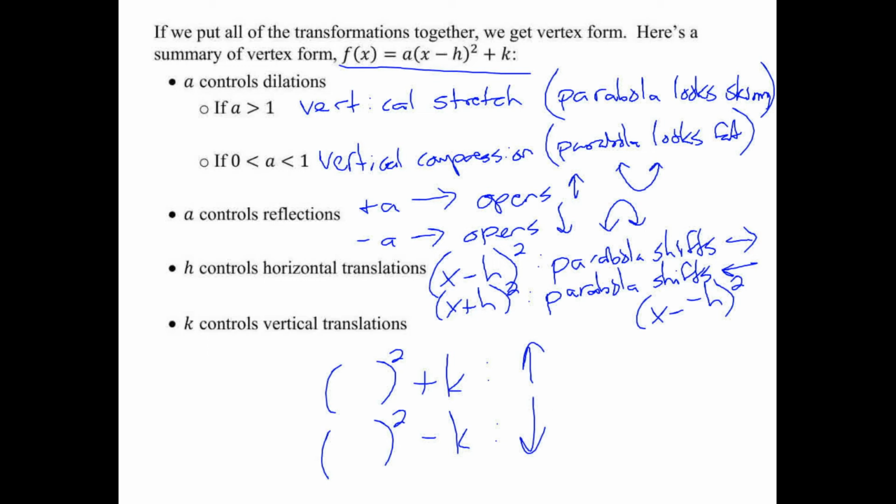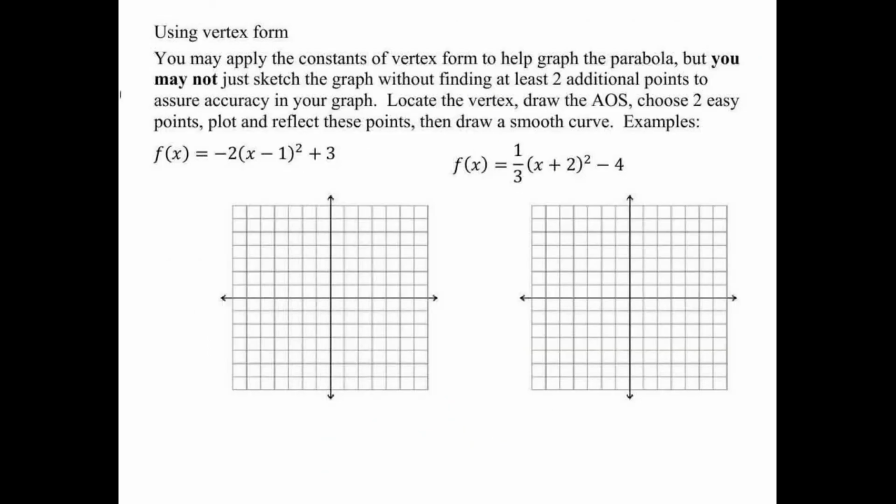So, here we go. You can apply the constants of vertex form to help you graph the parabola, but you may not just sketch the graph without finding at least 2 additional points to assure accuracy in your graph. And remember what I was talking about earlier: all the way through the grid, arrows on the ends, they can't look like trash. Locate the vertex, draw the axis of symmetry, choose 2 x-points, plot and reflect these points, then draw your smooth curve. Here are your examples.